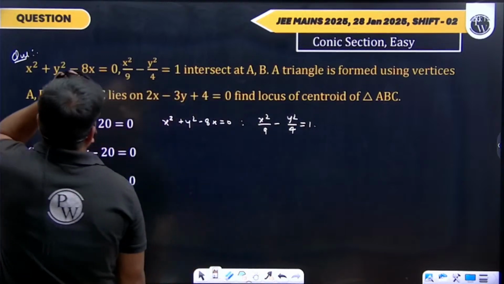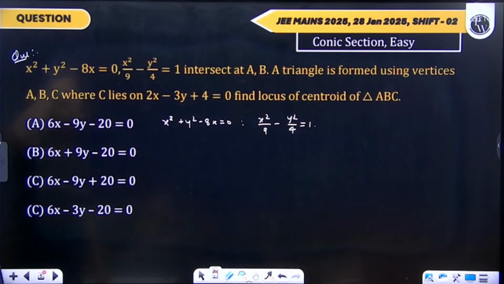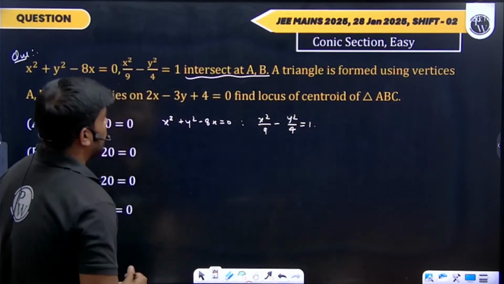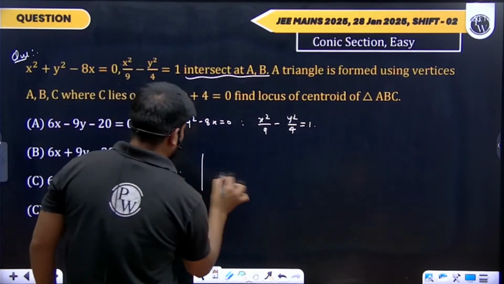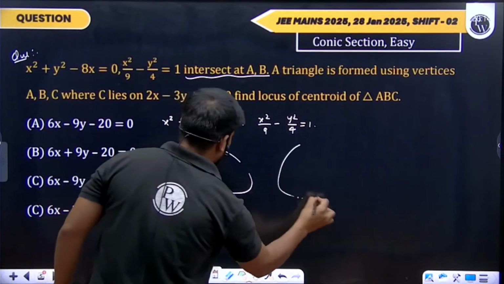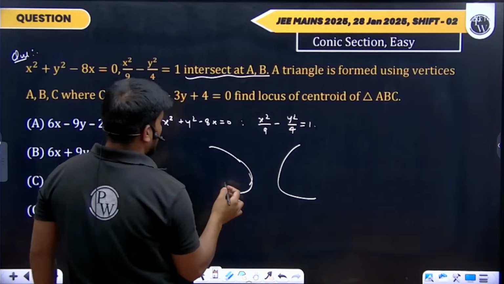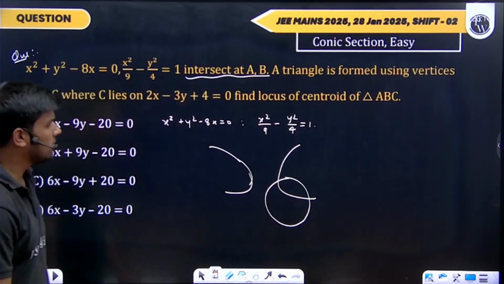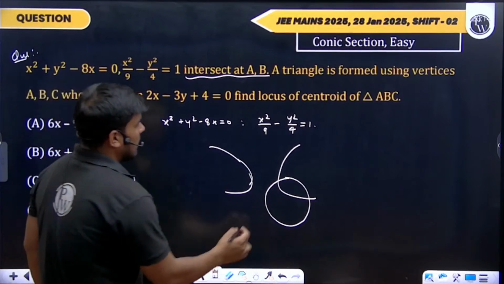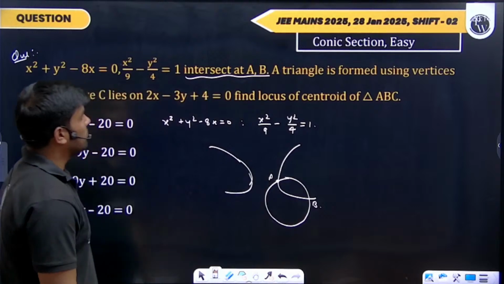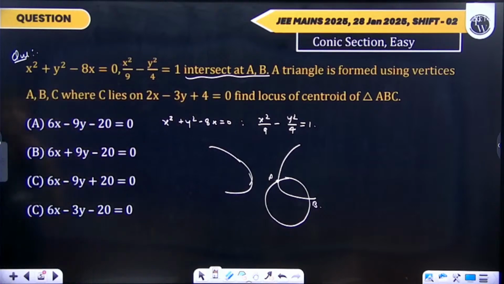It is given that both of these curves intersect at 2 points A and B. So we can take, this is a hyperbola, and a circle cuts it at 2 points. We can take it like that. And the points of intersection are given as A and B.